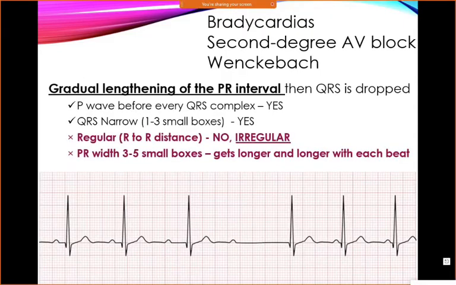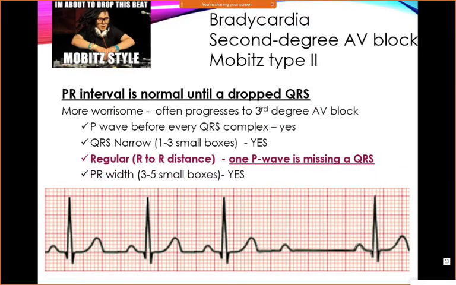Second degree block, type 1. Okay, you might get our attention, but we don't really care that much because we know what's going on here. It's prolonging, you get a drop, but at least we get some warning. So we'll see some warning going. So first degree or second degree type 1, Wenckebach, not that big of a deal. Mobitz type 2 or second degree type 2 is a little more serious because there's no warning.